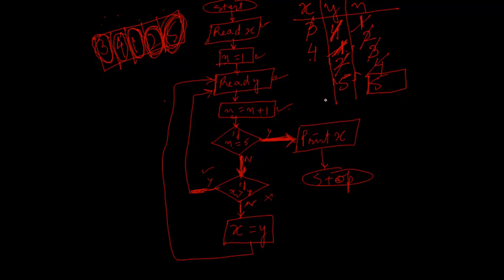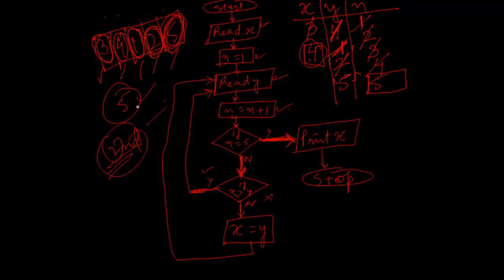What is the value of x? The value of x is 4, but that is smaller than this 5. So out of this series, 3, 4, 1, 2 and 5, what is the greatest? The greatest is 5, but it is showing me 4. It is giving me the second greatest, but I have to find the greatest. It should give me a 5, but it is giving me a 4 here.